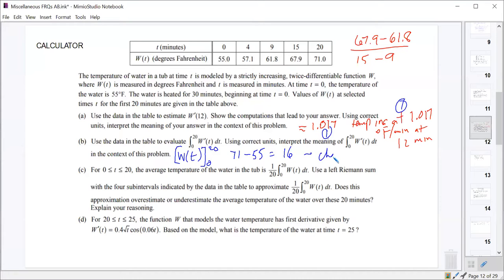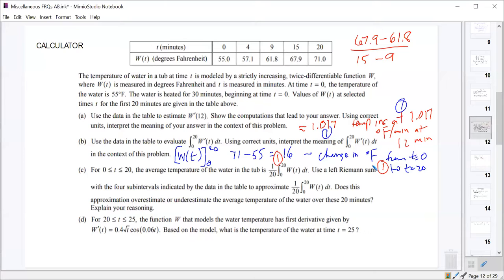That is just the change in degrees Fahrenheit from t equals 0 to t equals 20. Good or not? And that was worth 2 points, 1 for the value and 1 for the interpretation. Everybody good there with A and B?